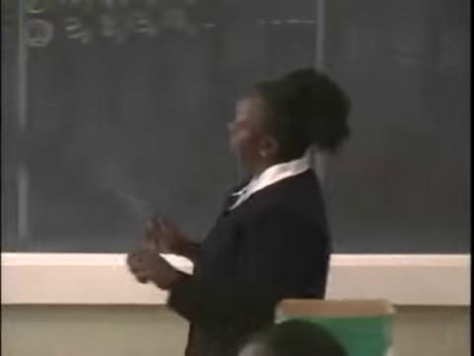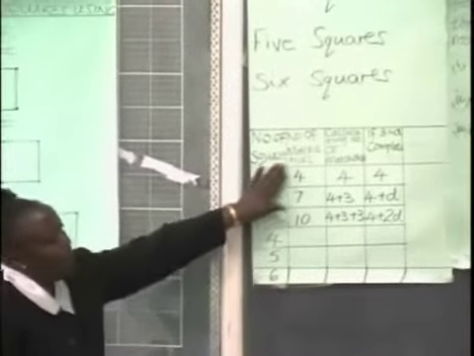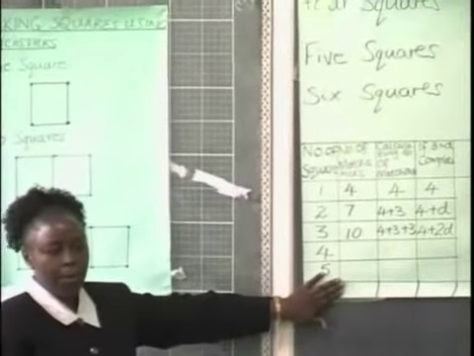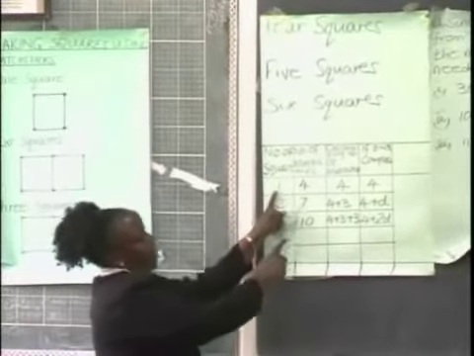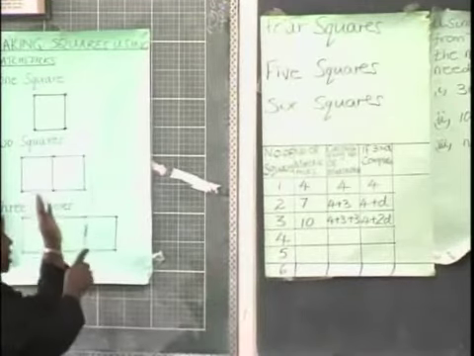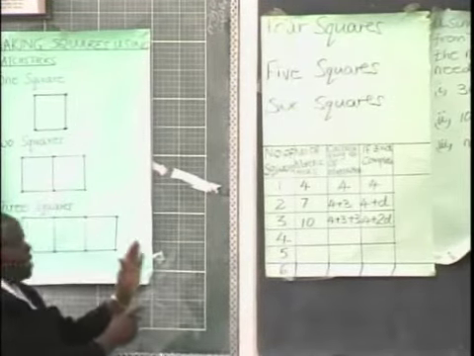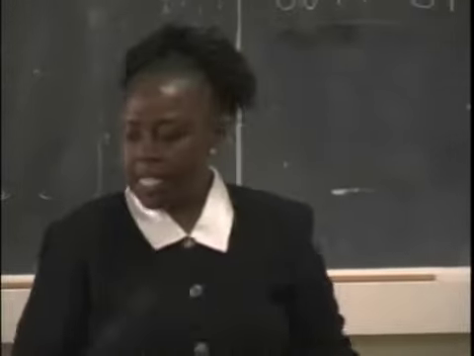Now, on this manila paper, we have a table, and this table is where we are going to enter our results. As we make the squares, we will enter the results in this table, okay? Continue with the 4, 5, and 6 squares.